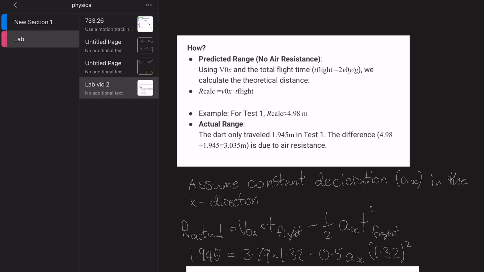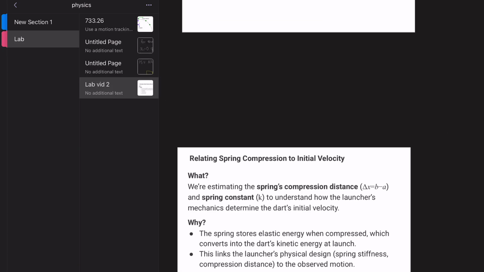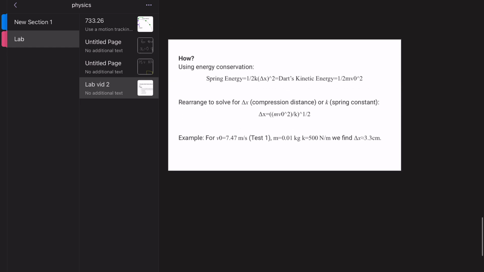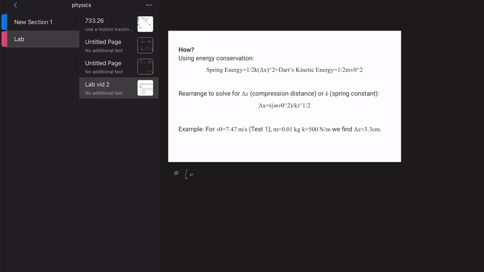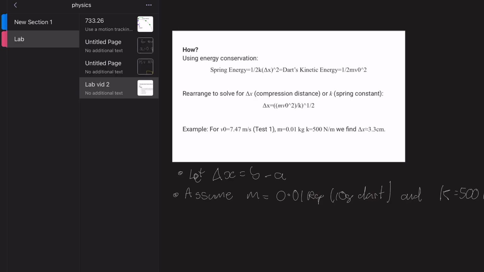The launcher uses a spring to propel the dart. The spring's elastic potential energy is converted into the dart's kinetic energy at launch. Using the principle of energy conservation, we relate the spring's compression distance to the dart's initial velocity. If the uncompressed length of the spring is 5 centimeters, the compressed length during launch is 2.13 centimeters. This calculation links the launcher's mechanical design to the dart's launch speed, demonstrating how the spring's properties influence the projectile's motion.